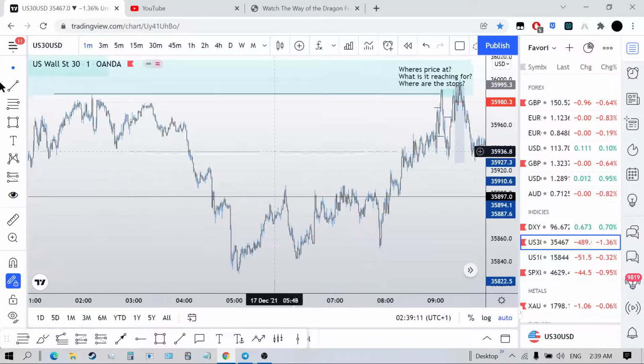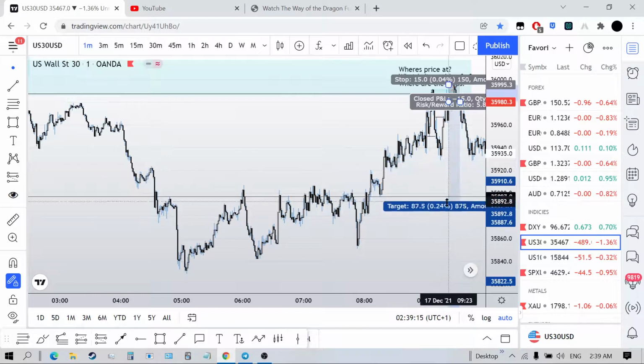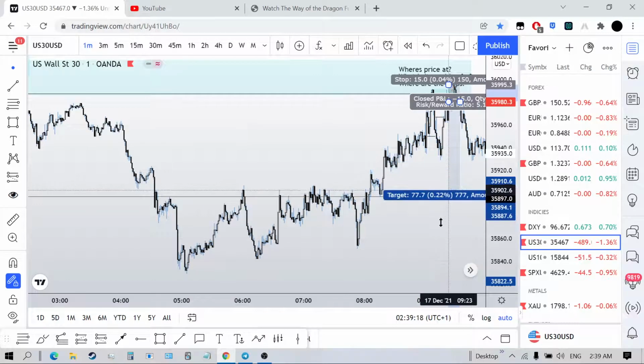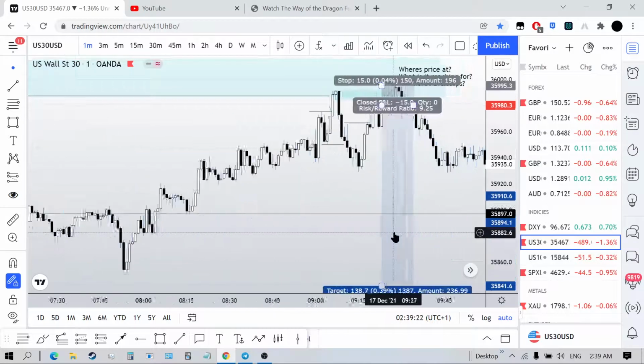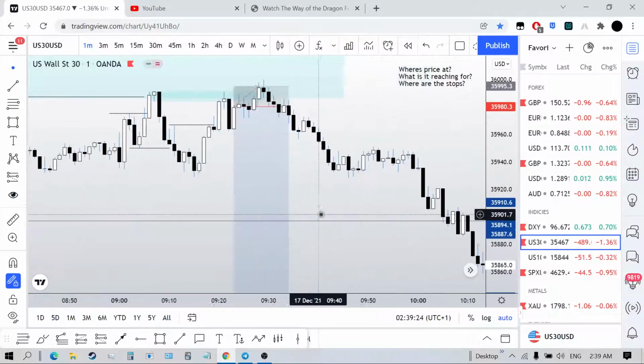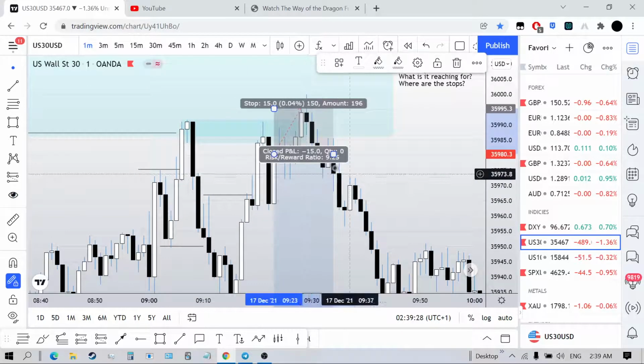But from this high, with liquidity being ran here, to the low resistance liquidity down here, you could have targeted 1 to 5. To this liquidity down here would have been like a 1 to 9. All right, but guess what? You got stopped out. Oh well, you know what I mean? Oh well, you got stopped out. That's fine. But what did price do?